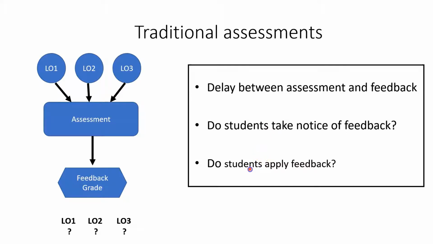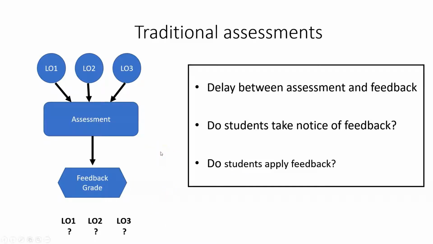And then do the students apply the feedback? Do they actually go back and say, right, I didn't do very well in this particular calculation. I might not have achieved the learning outcome, so I have to relearn it. But then how do we know that they actually have done it? So we don't know whether they have achieved the learning outcome after we have given them the feedback.